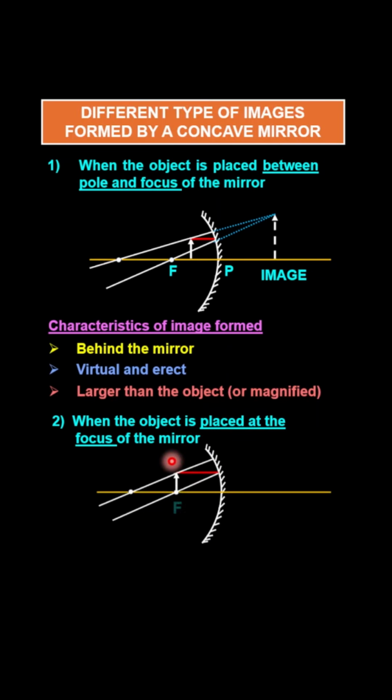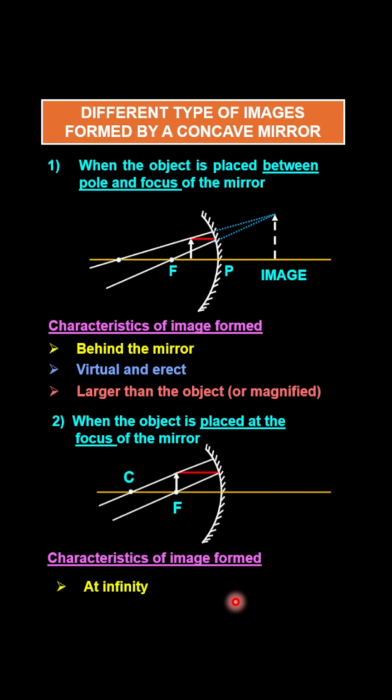Second case is when the object is placed at the focus of the mirror. Now in this case, this is focus, this is center of curvature और ये ऑब्जेक्ट है. जो कैरेक्टरिस्टिक्स ऑफ द इमेज फॉर्म्ड हैं वो हैं images formed at infinity, real and inverted, highly magnified or highly enlarged.